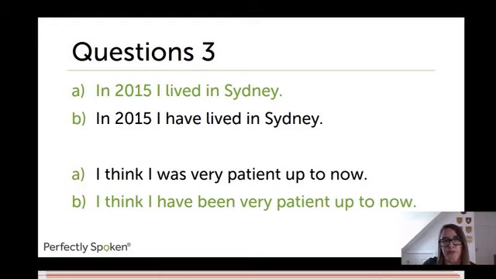The third group is A. In 2015, I lived in Sydney. 2015 is finished, must be past simple. And the final group, I think I have been very patient up to now. Did you remember that up to now means present perfect because it means something in the past that happened to the present, must be a present perfect tense. Really, really well done if you got those correct. That's really good. Well done, everybody.